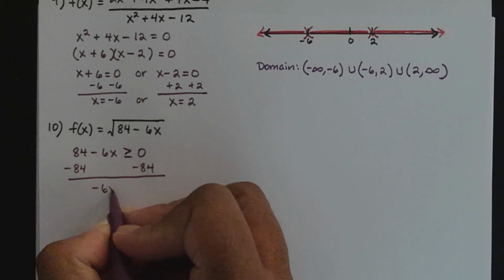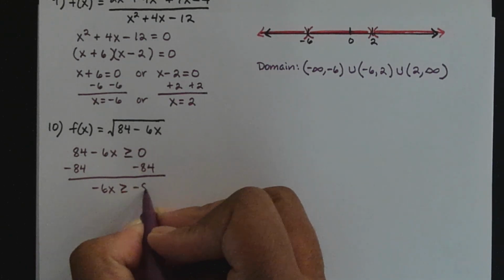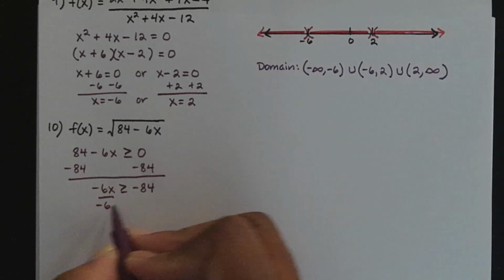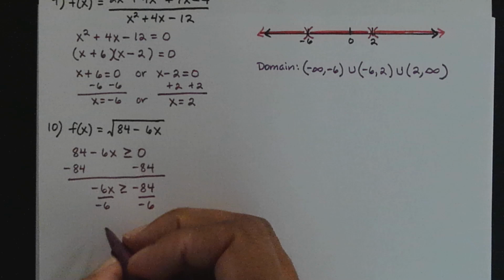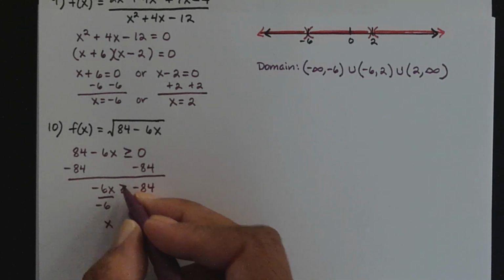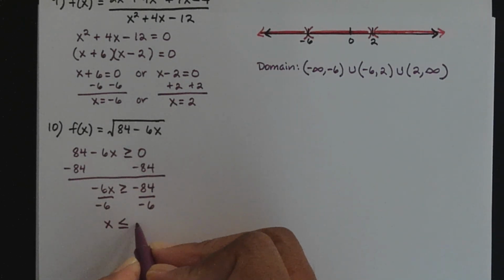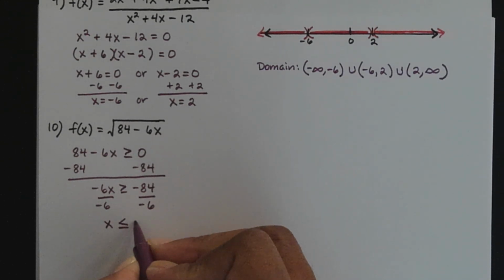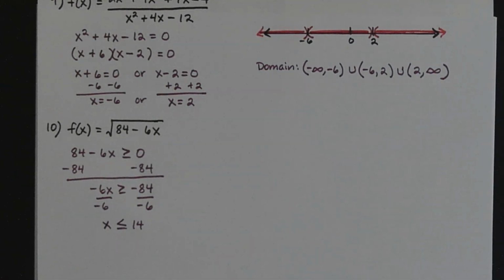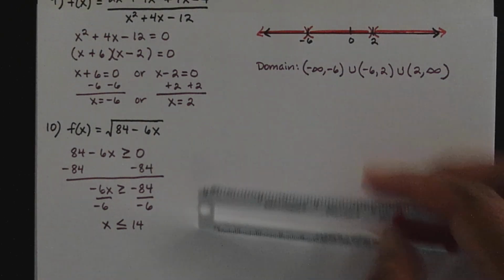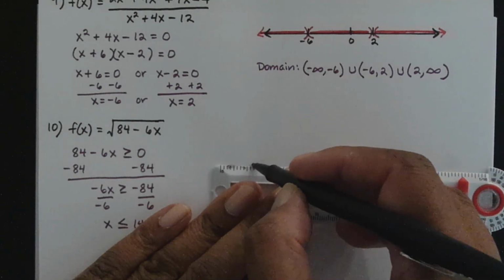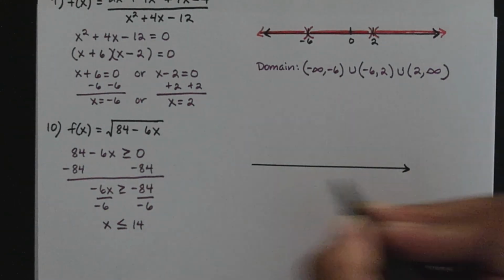So that means negative 6x is greater than or equal to negative 84. And then when I divide both sides by negative 6, what's going to happen to that greater than symbol? It switches from greater than or equal to, to less than or equal to. And negative 84 divided by negative 6 would be 14. So that means any x value less than or equal to 14 would satisfy that radical function.